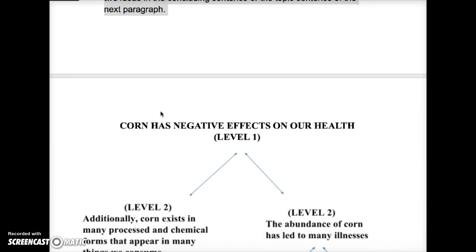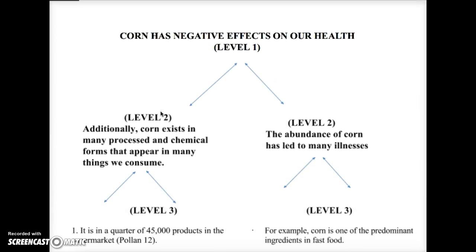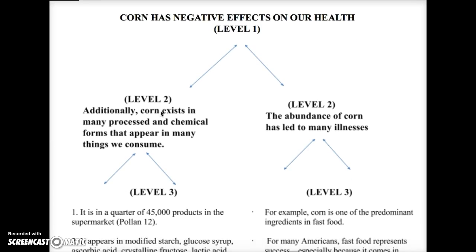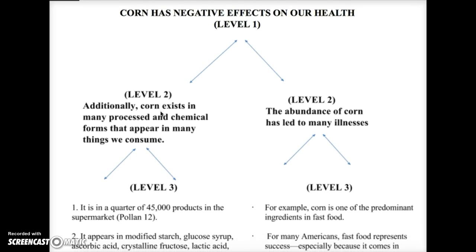So now I'm going to show you what an outline looks like for this body paragraph as we incorporate these different levels. So this outline shows the organization. I have my level 1 sentence. Corn has negative effects on our health. As you can see, that's pretty general, and I need to go deeper.